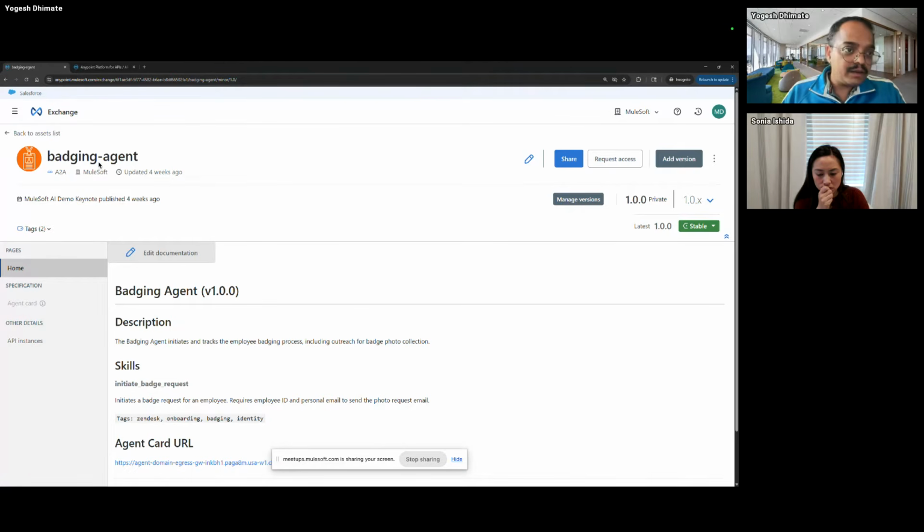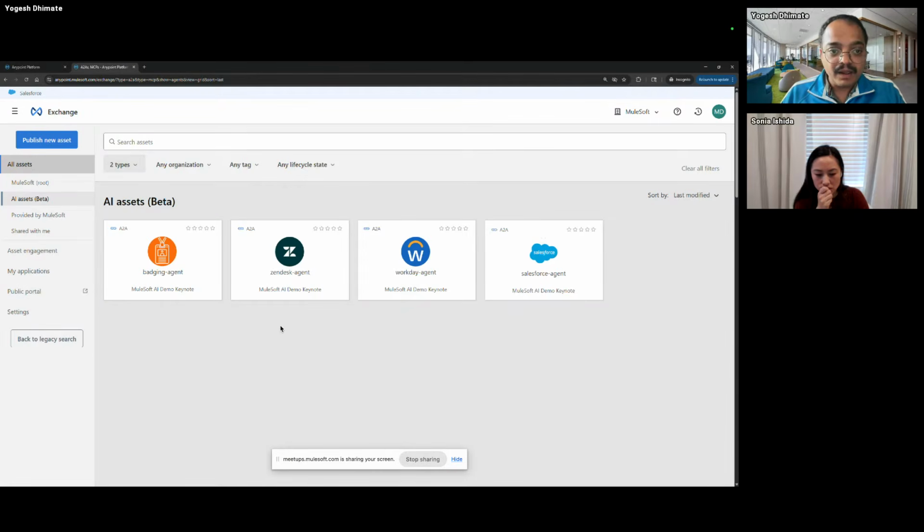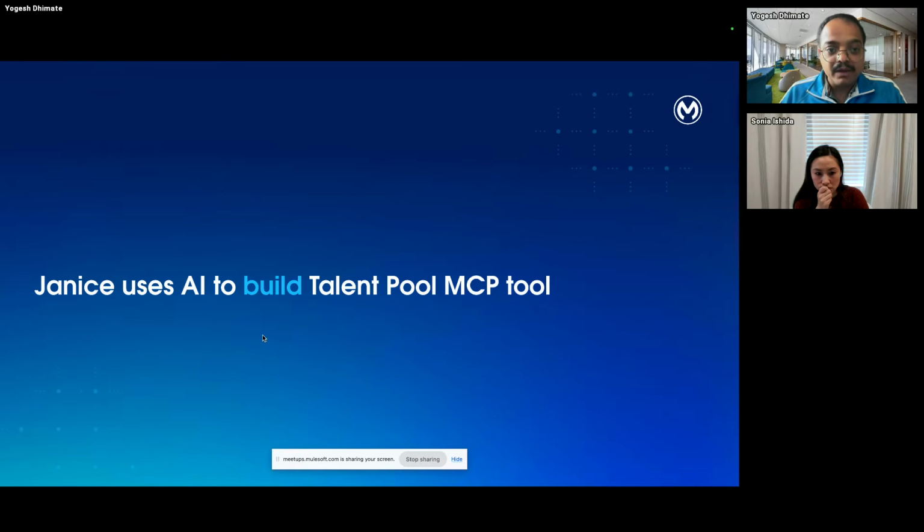She clicks on the badging agent and understands what this badging agent is. It also showcases the agent card URL, which is essentially the endpoint along with the metadata information about the badging agent. And the first task she wants to accomplish is building this MCP server for talent pool. She wants to use AI to build the talent pool MCP tool.